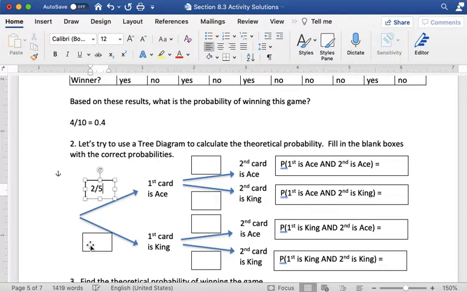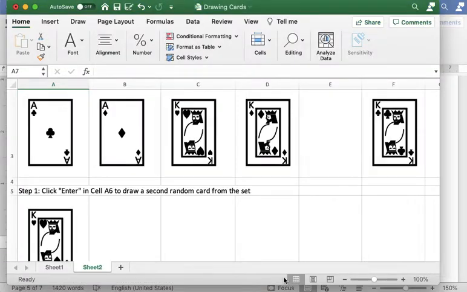And then my probability of getting a king on the first draw would be 3/5 because there are 3 kings out of 5 total cards. Now, when figuring out what my probabilities are for the second round, remember that the first card is removed from the deck and I don't have it in there anymore. So for example, when I played, I removed this king, and so in my deck I had 2 aces and 2 kings left.